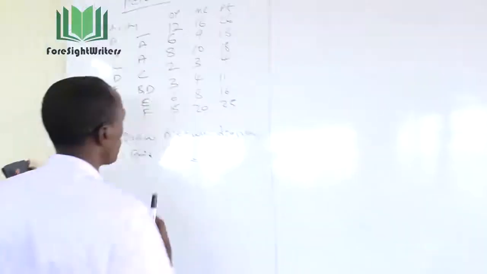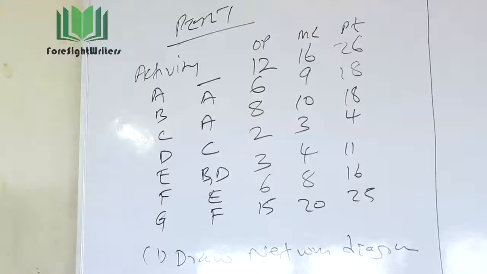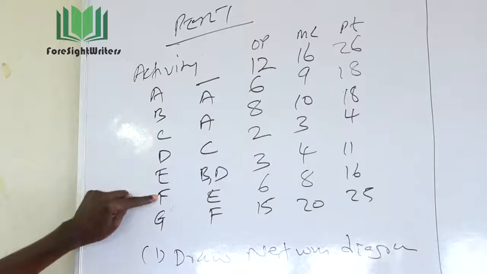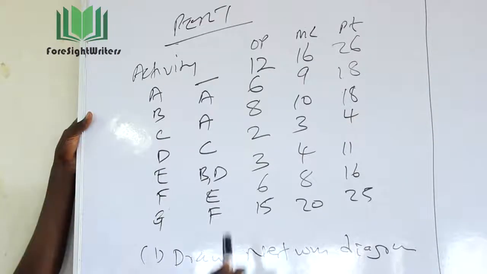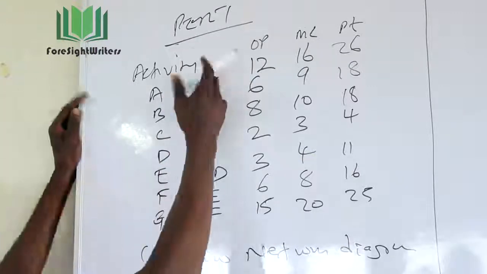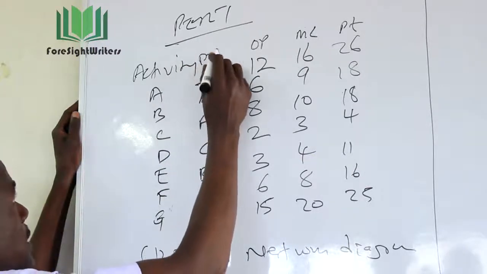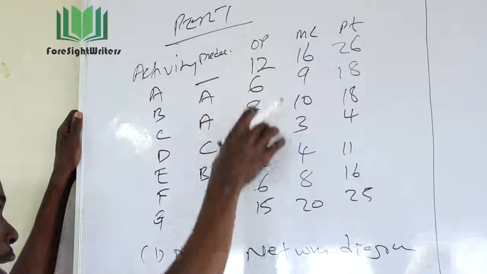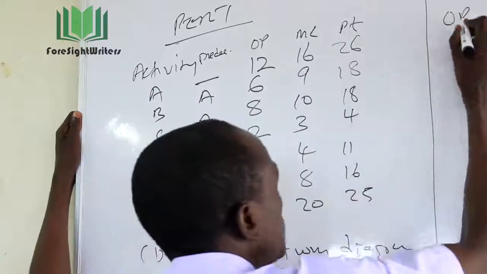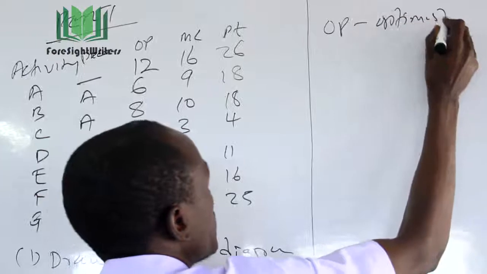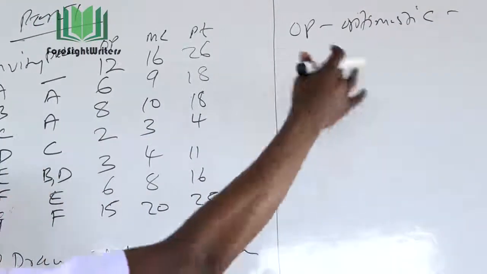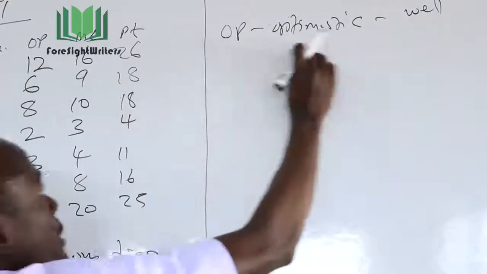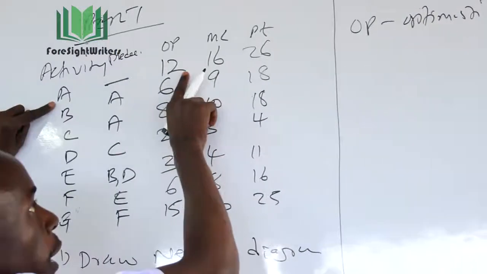The example we presented here shows various activities of a project, and this project has 1, 2, 3, 4, 5, 6, 7 activities. It has 7 activities, and you have been presented with the relationship between activities, which is called the predecessor. This point estimate is what we call the optimistic time estimate. OP is optimistic time. This is the time estimate taking into consideration that everything may go well. If everything goes well, then activity A will take 12 days.